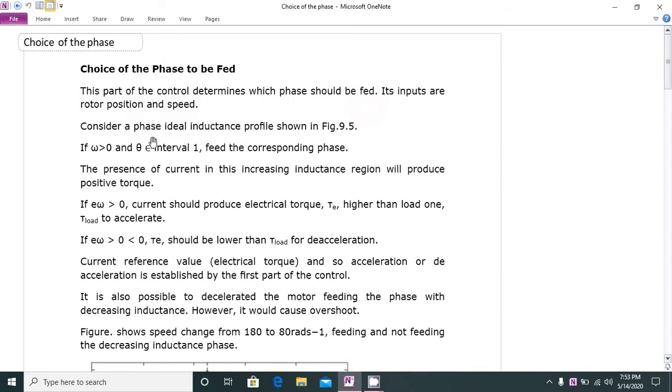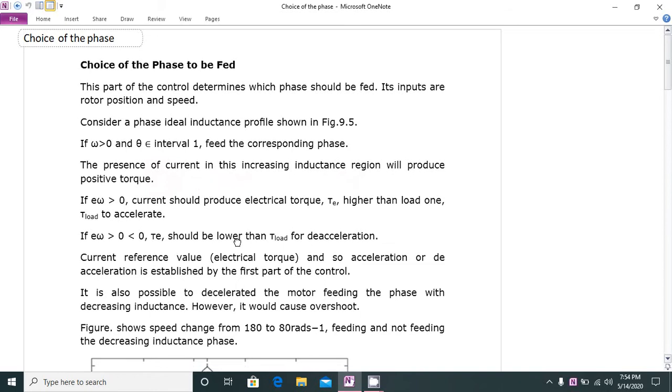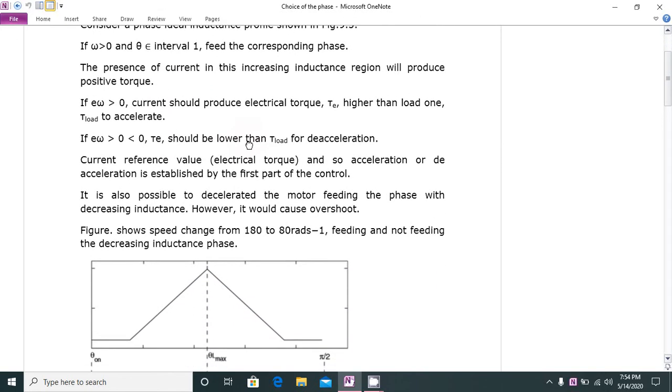Here I consider a phase ideal inductance profile, shown in the figure below. If omega is greater than 0 and theta belongs to interval 1, feed the corresponding phase. The presence of current in this increasing inductance region will produce positive torque. If the speed error is greater than 0, current should produce electromechanical torque higher than the load torque to accelerate.